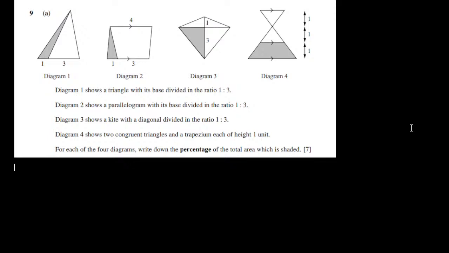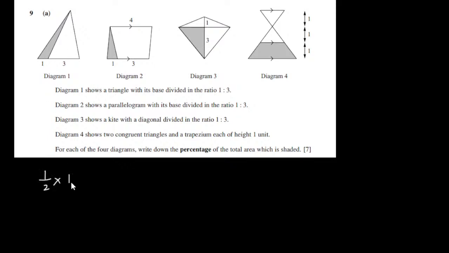Wonderful question. In the first case, we have to find the percentage of the total area which is shaded. For the first part, the formula for the area of a triangle is half into base into height. Let me discuss this question first, and then I will come to your question. So half into base. Now base.